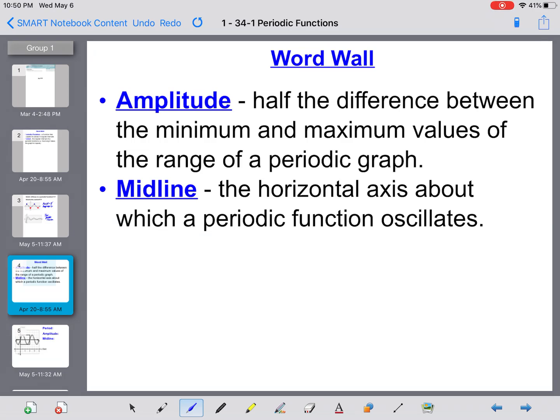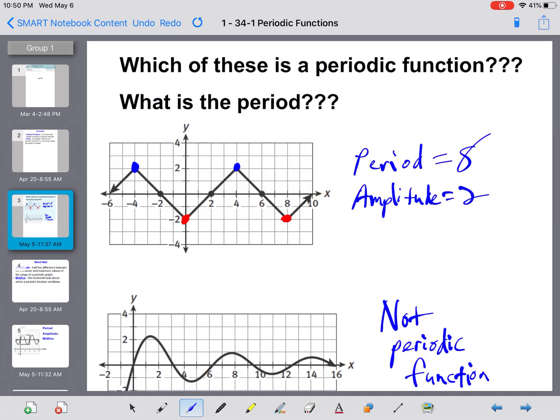I'm going to show you another way, the way I think about the amplitude. The midline is the horizontal axis about which a periodic function oscillates. Go back to our first graph here. This line right here is my midline, right through the horizontal middle of the graph. Now we are going to label the midlines as equations of a line. So this midline would be y equals 0, a horizontal line, basically the x-axis.